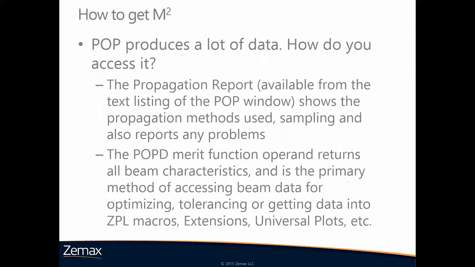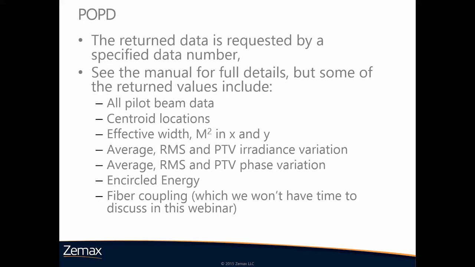How do we get it? Well, we get it using an optimization operand called POPD, which stands for Physical Optics Propagation Data. It returns all the beam characteristics that are required. It will give us things like the pilot beam data, the centroid locations, effective widths, M squared in x and y, and so on.